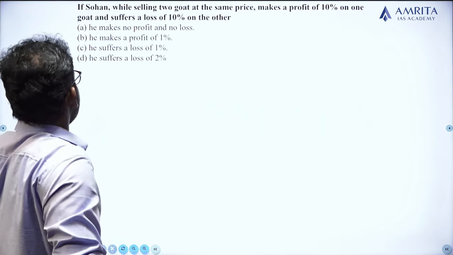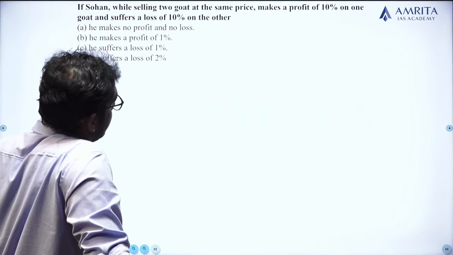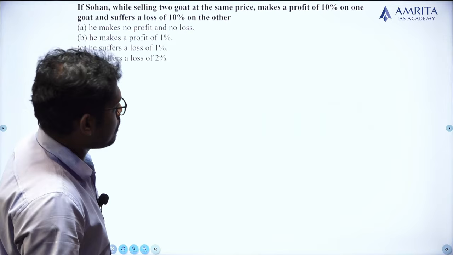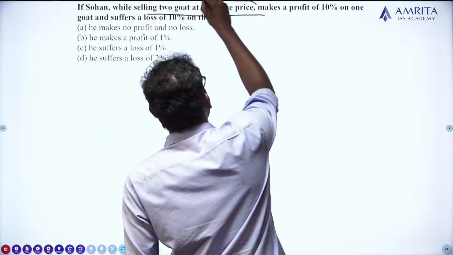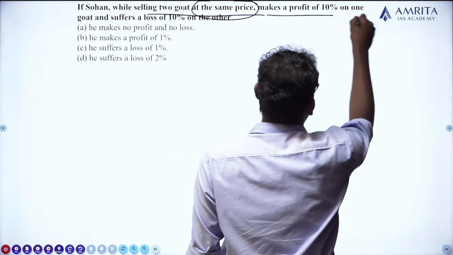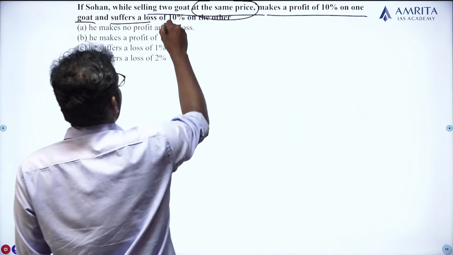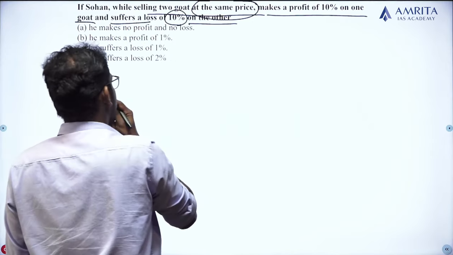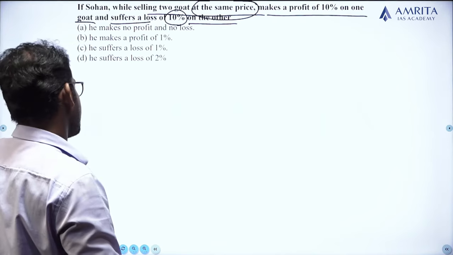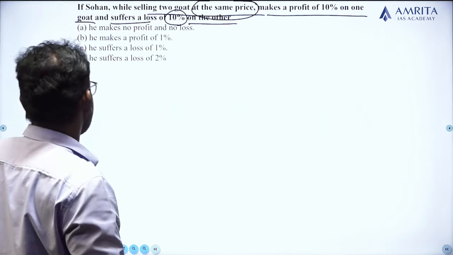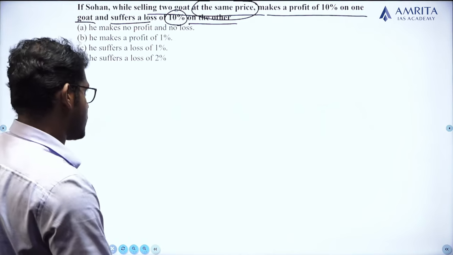The question is, if Sohan, while selling two goats at the same price, makes a profit of 10% on one goat and suffers a loss of 10% on the other. Option A, he makes no profit and no loss. Option B, he makes a profit of 1%. Option C, he makes a loss of 1%. Option D, he suffers a loss of 2%.